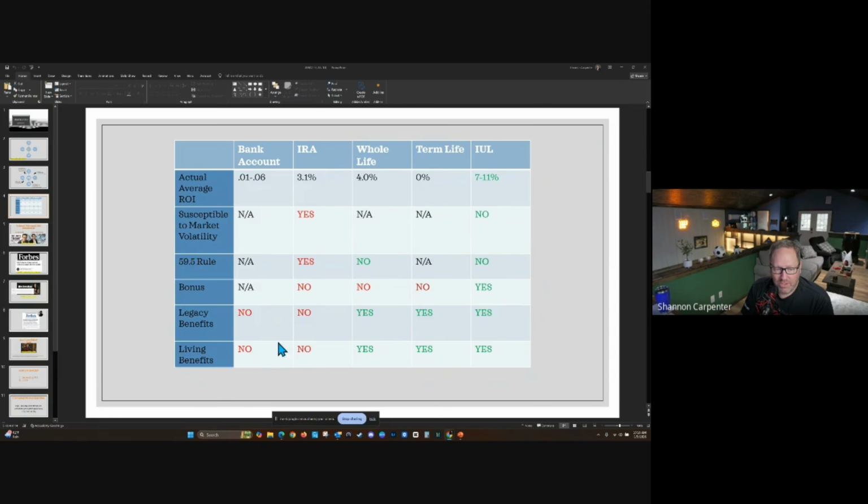Living benefits, these two don't. Obviously, these three do. I'm assuming you all know what those are, but just to be clear: critical, chronic, terminal illness, cancer, heart attack, stroke, those kinds of things are your living benefits.